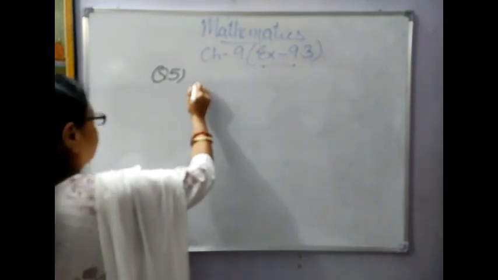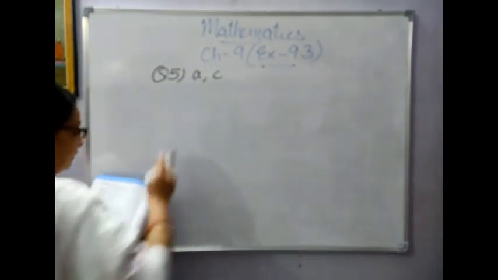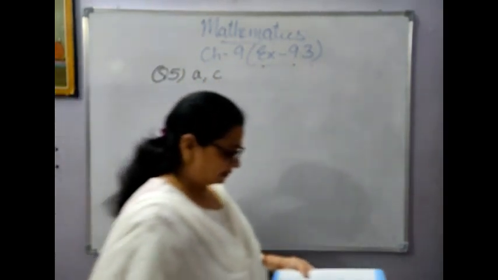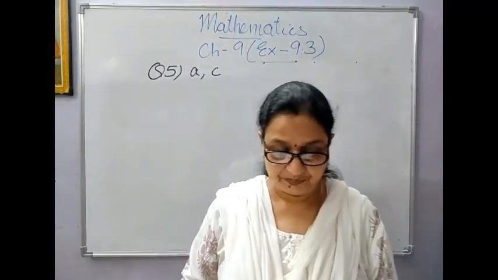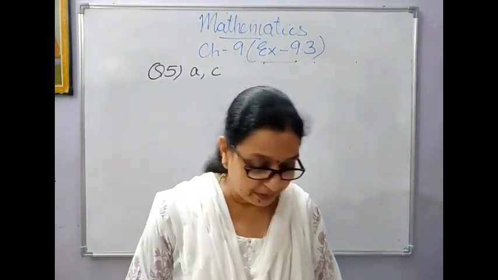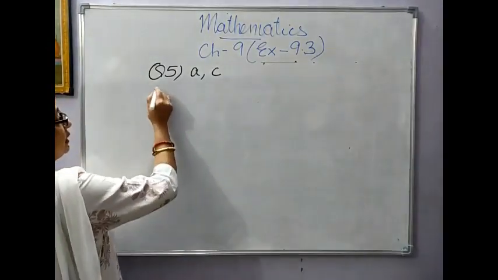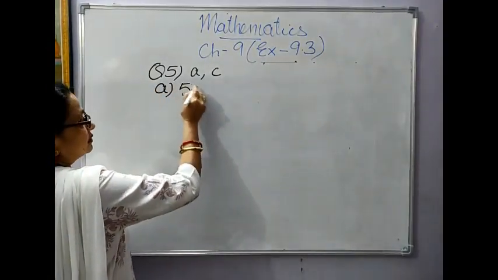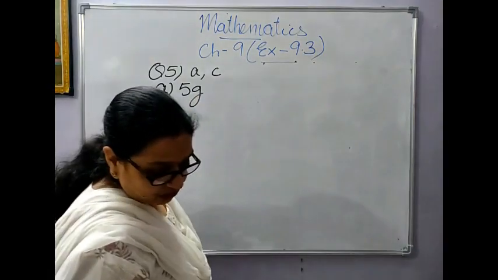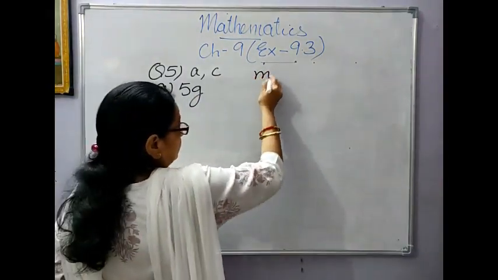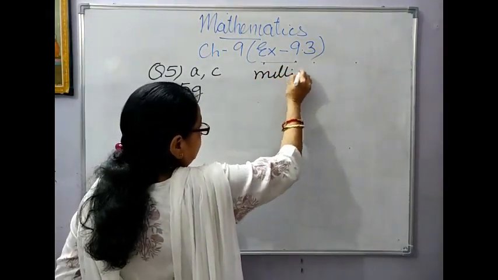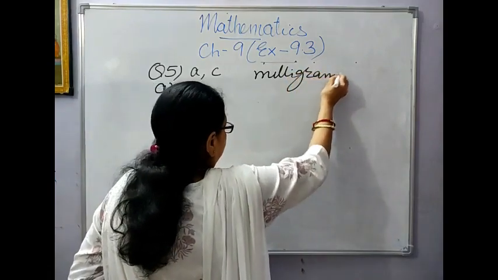In this we will be doing A and C. So question number 5, we will be doing A and C. Sum number A is 5 grams. And children, the question is you have to convert it into milligrams.